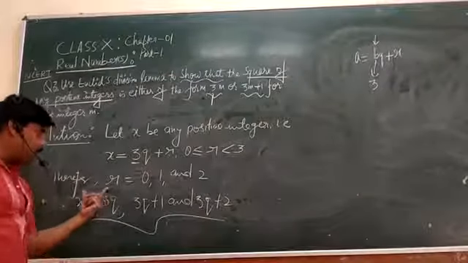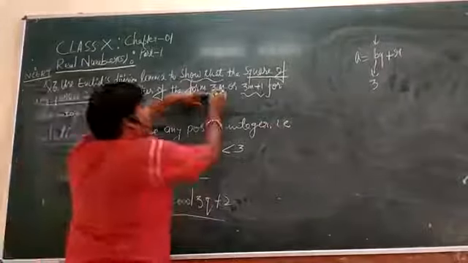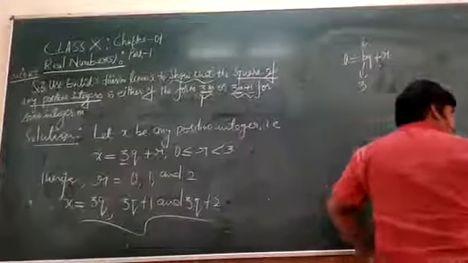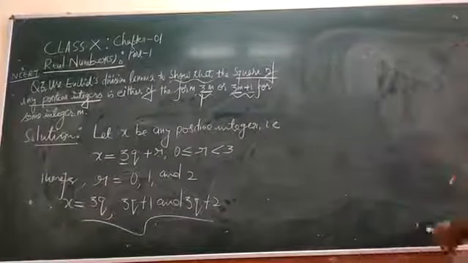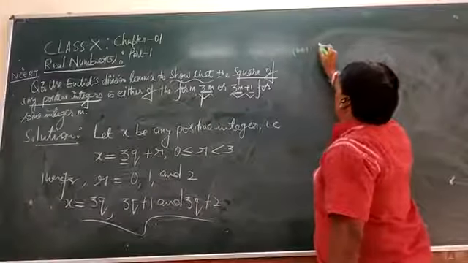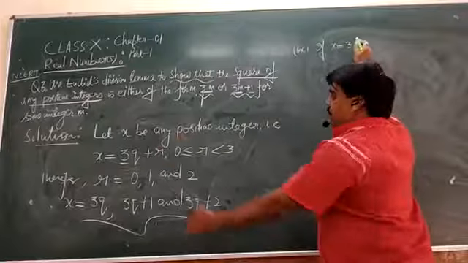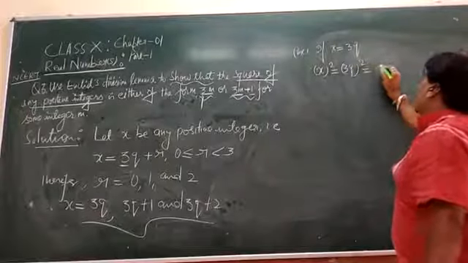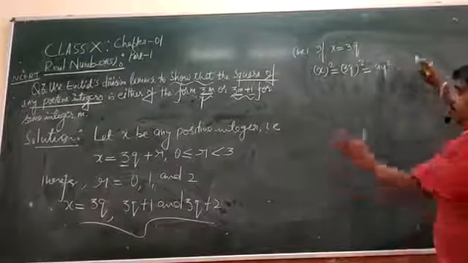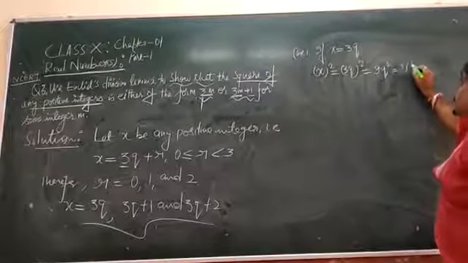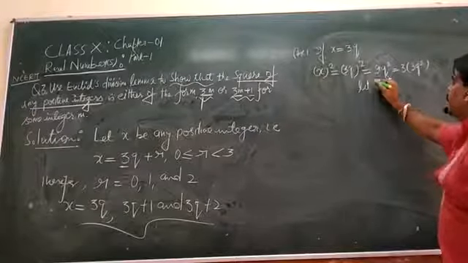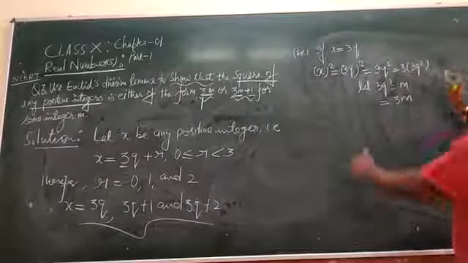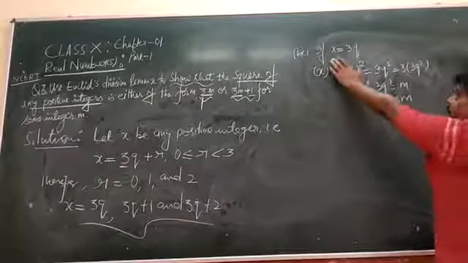If you take the square of these numbers, they can be written in the form of a multiple of 3 or a multiple of 3 plus 1. So take case 1. If x is equal to 3q, then x square is equal to 3q whole square, that is 9q square. But this 9q square can be written as 3 into 3q square, and you can assume that 3q square is equal to m, so this is 3m. So x equal to 3q can be written as a multiple of 3.